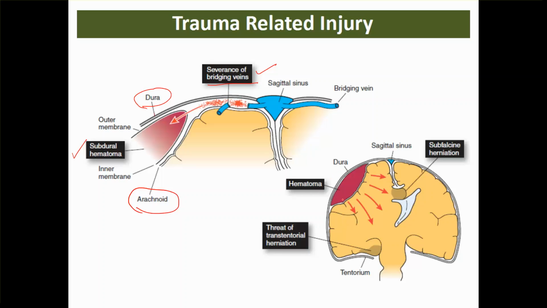It can also cause subfalcine herniation below the falx cerebri. Okay, there could be herniation of the cingulate gyrus and the anterior cerebral artery. There's a threat, and there's also a threat of transtentorial herniation. So this part of the uncus, the part of the temporal lobe which is related to the tentorium cerebelli, can also herniate, and it can also affect the posterior cerebral artery which lies in the calcarine sulcus.